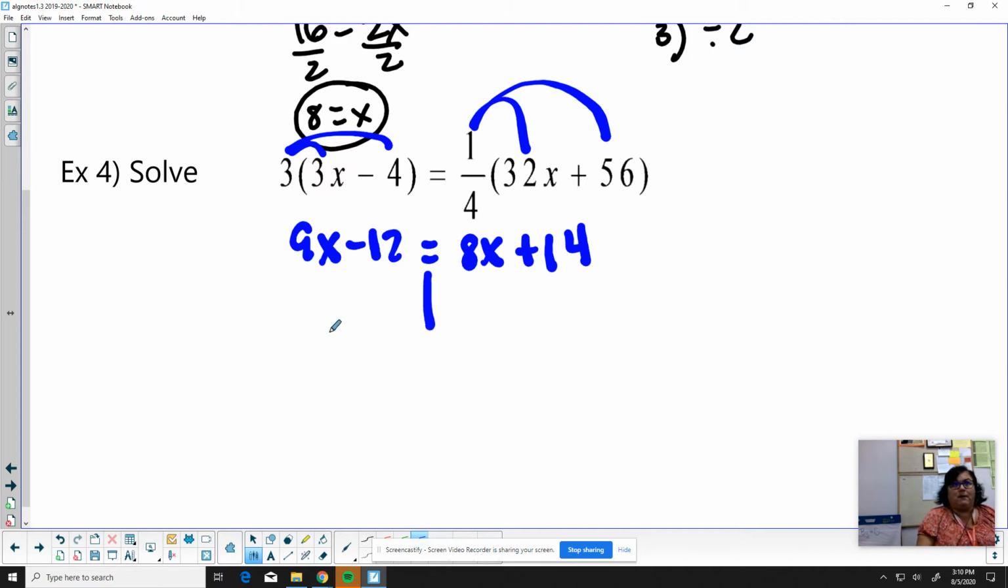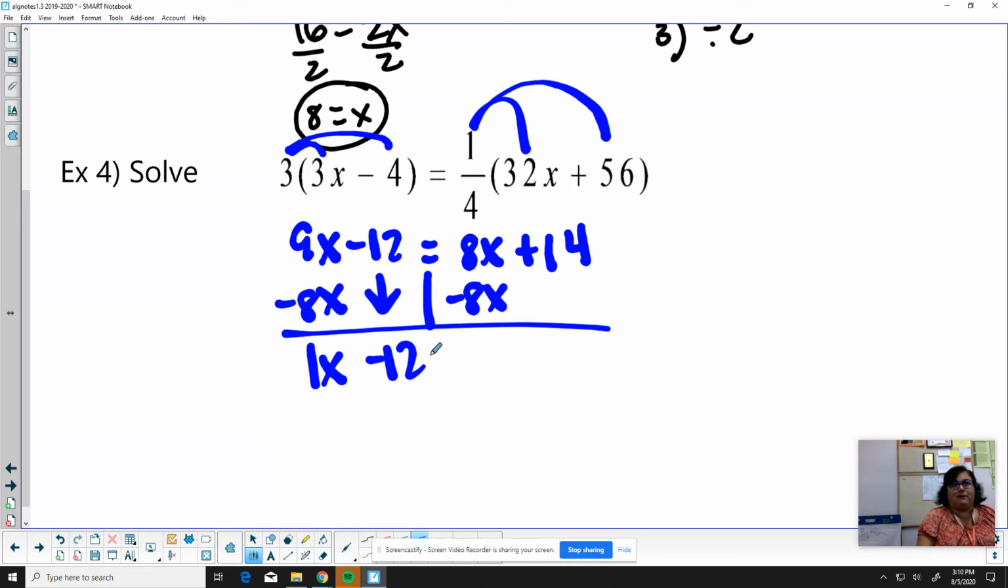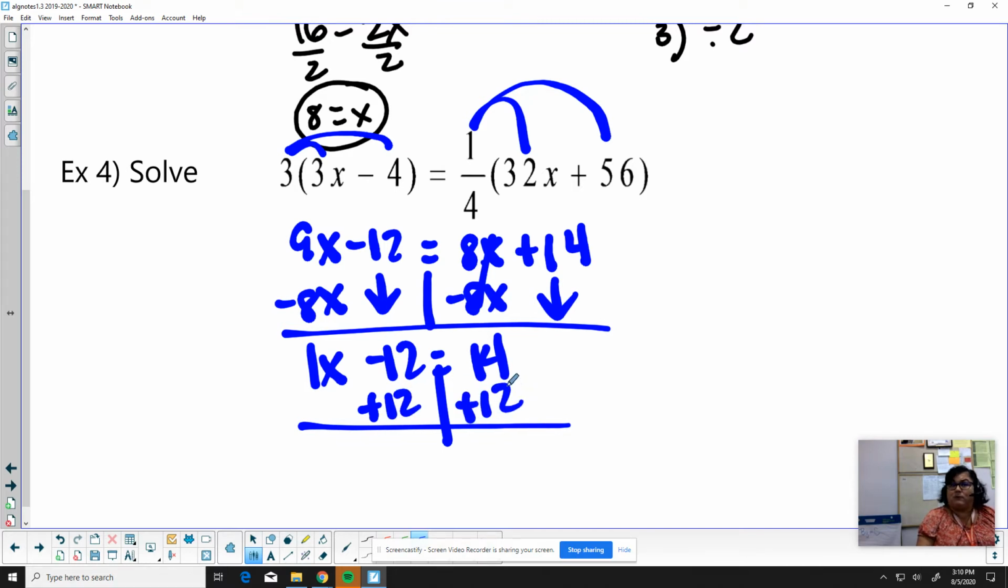So I'm going to move the smaller x to the bigger x. I'm going to subtract 8x. That leaves me with 1x here. This negative 12 drops down. Those cancel, and the 14 drops down. Now I need to move the negative 12 to the right. So I'm going to add 12 because the opposite of minus 12 is plus 12. So 1x drops down. The 12s cancel, and this is 26. I can divide by 1 here, and I end up with x is 26.